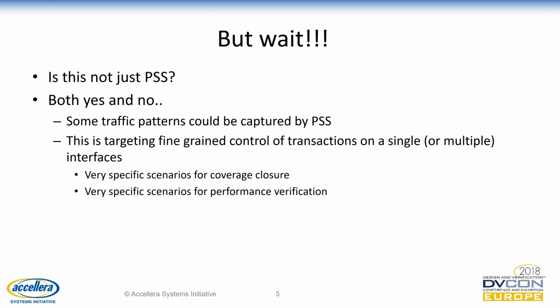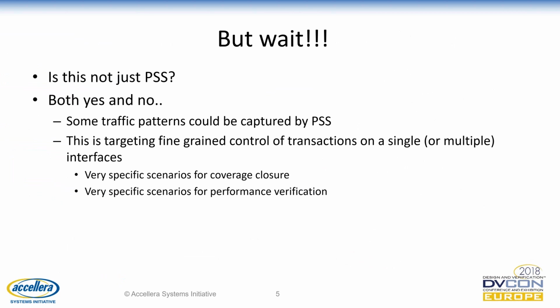Where this is a little more specific is that we currently only target very fine-grained control of transactions on a single interface. This means that we can, for instance, specify that you need to read from certain addresses one after another and have this many outstanding requests on the AXI bus and so forth. For me, PSS does not capture this exactly, but I might be wrong. They are a little bit related, and I think this solution can be expanded into probably doing the same as PSS in the long run.